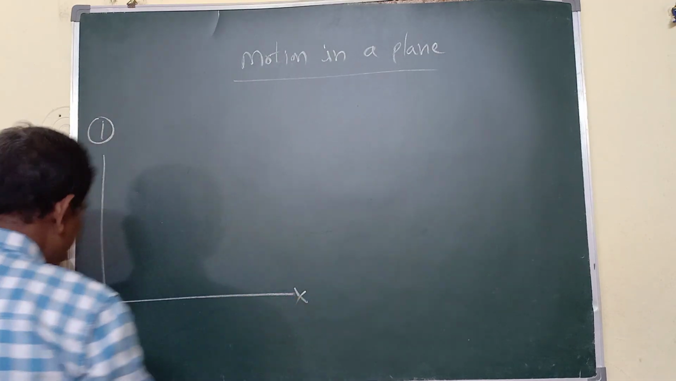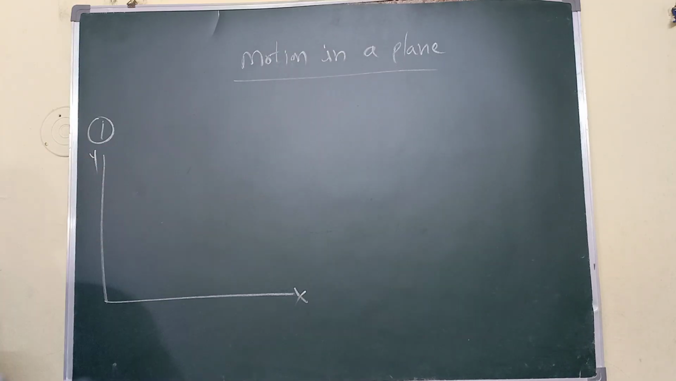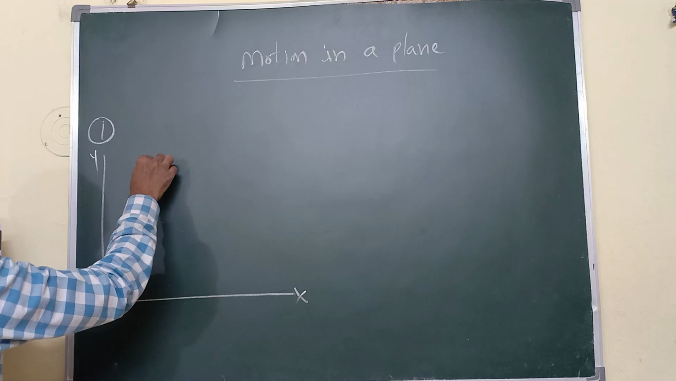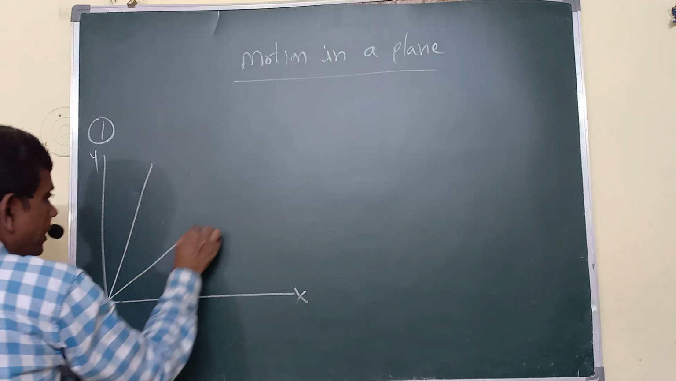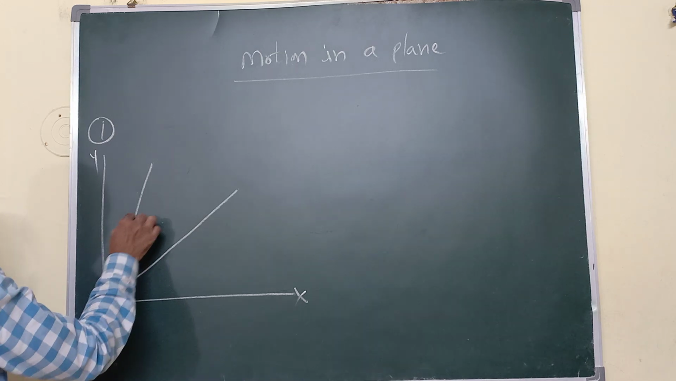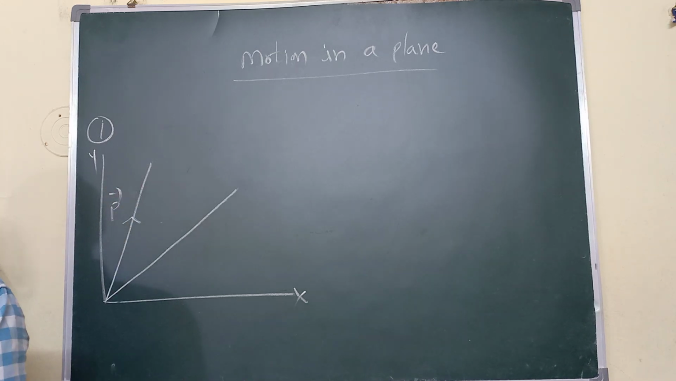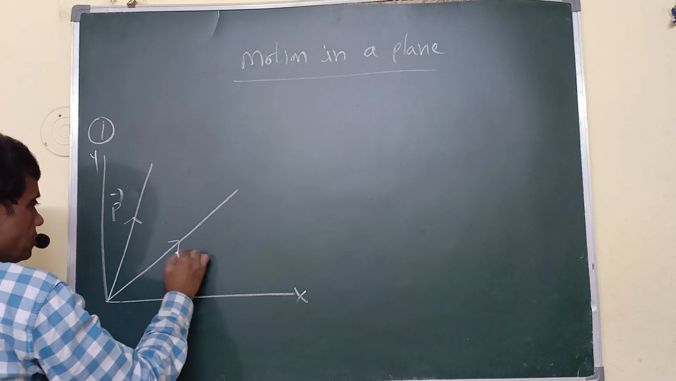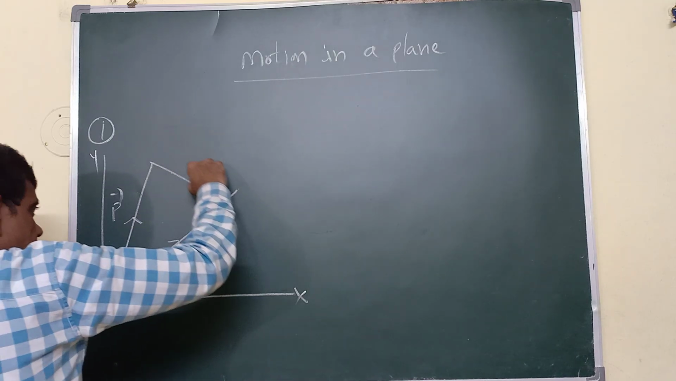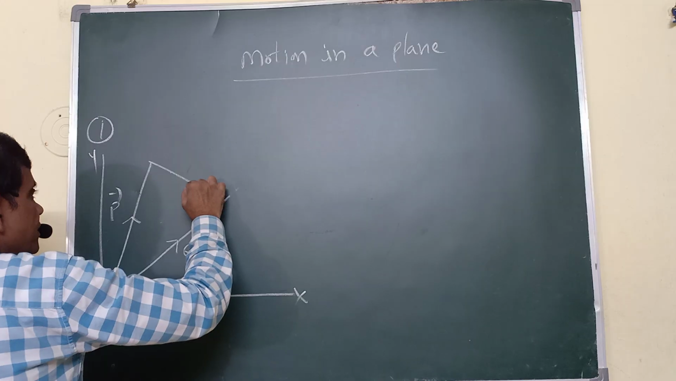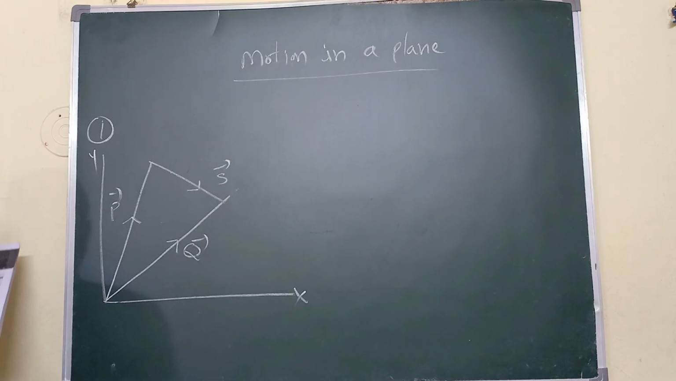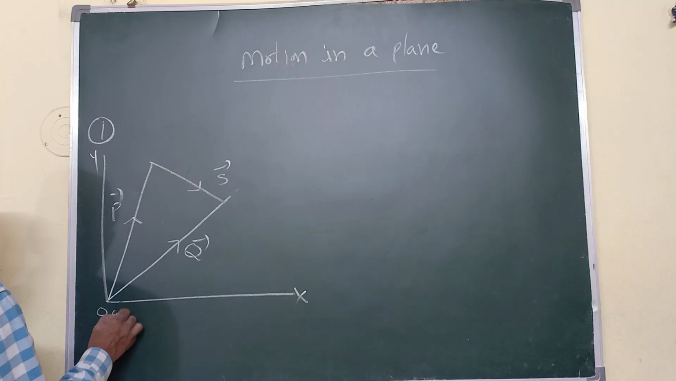So, this is x-axis and this is y-axis. Here one vector P, another vector Q. This is P vector and this is Q vector and this is S vector. Here this is the origin.